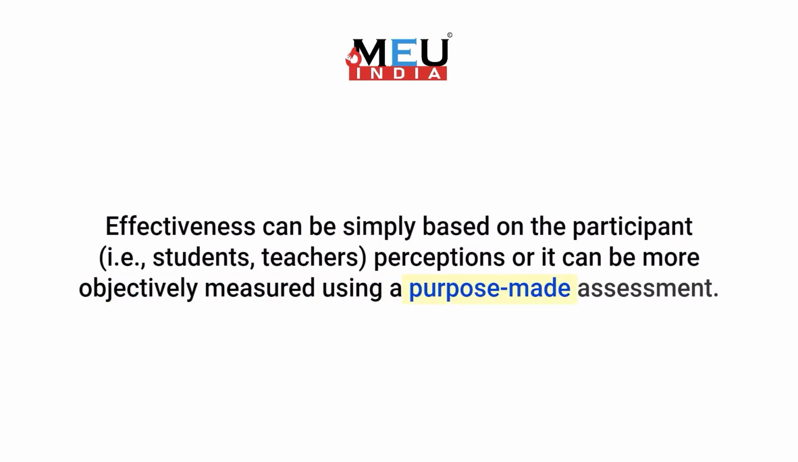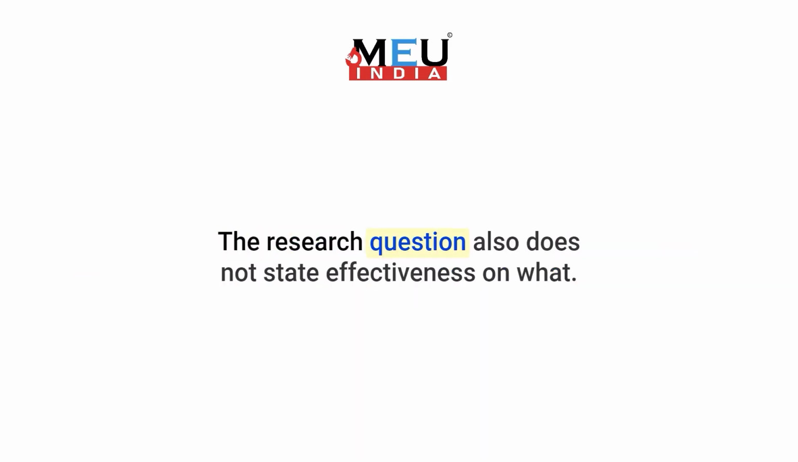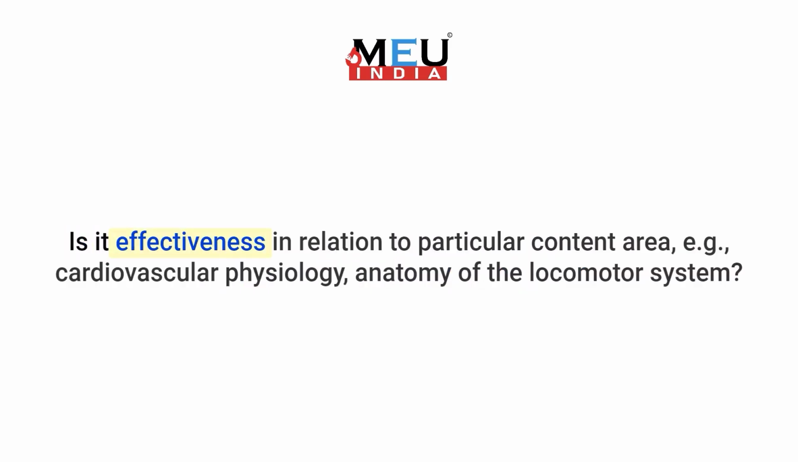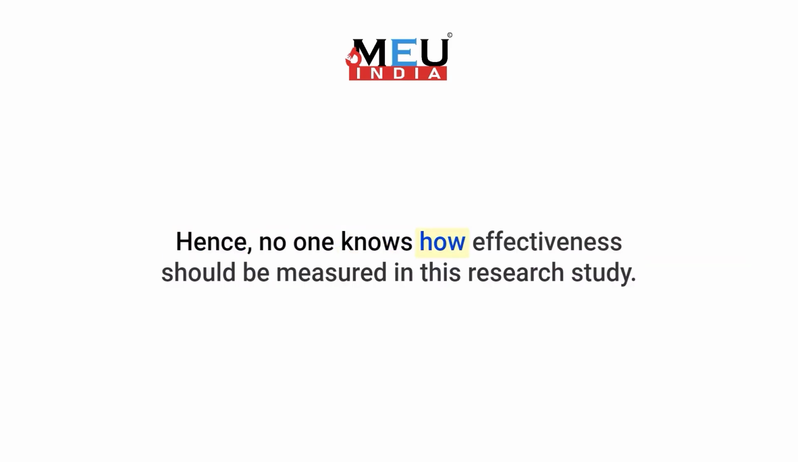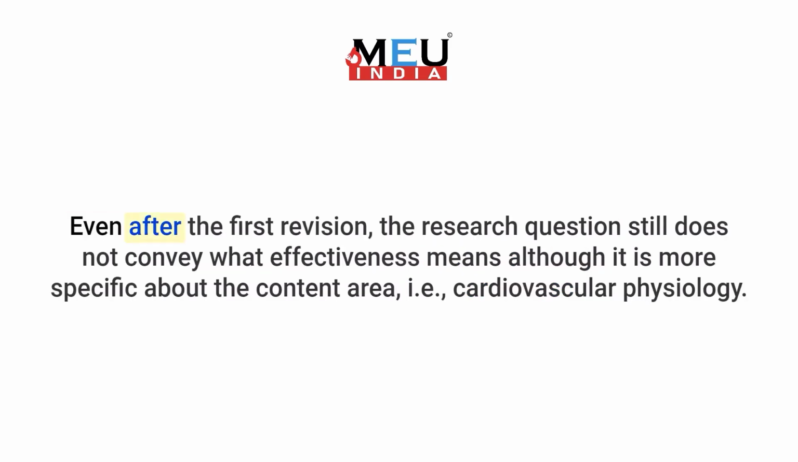The research question also does not state effectiveness on what. Is it effectiveness in relation to particular content area, e.g., cardiovascular physiology, anatomy of the locomotor system? Hence, no one knows how effectiveness should be measured in this research study. Even after the first revision, the research question still does not convey what effectiveness means, although it is more specific about the content area, i.e., cardiovascular physiology.